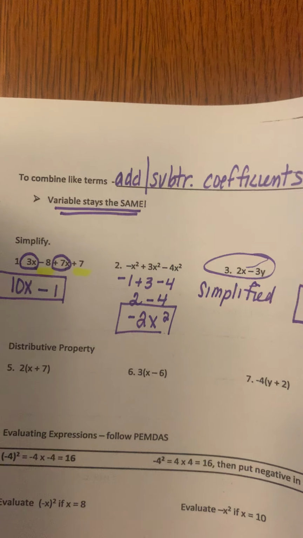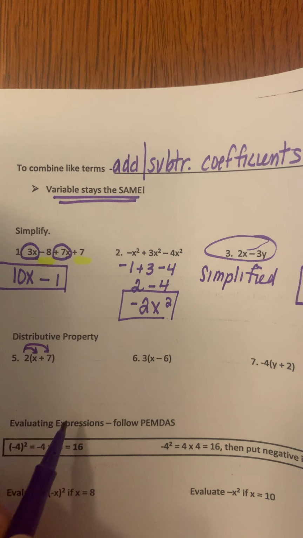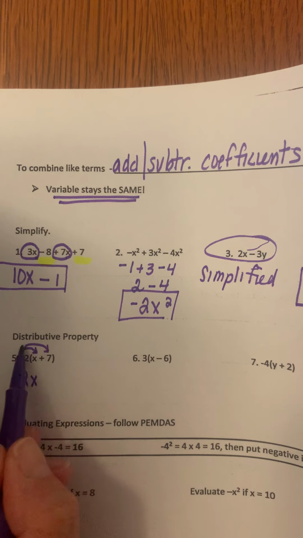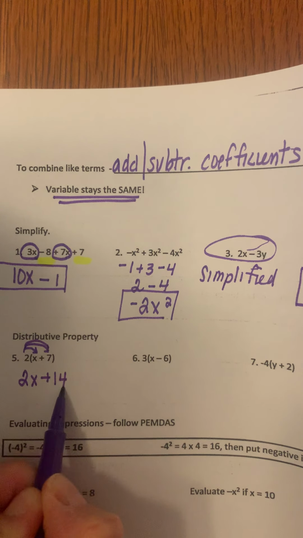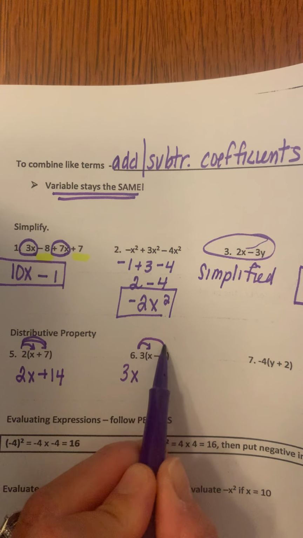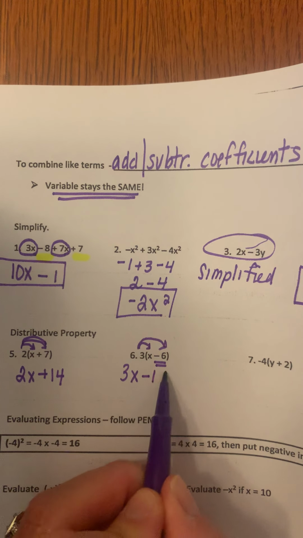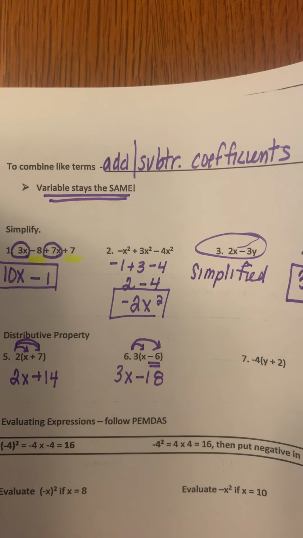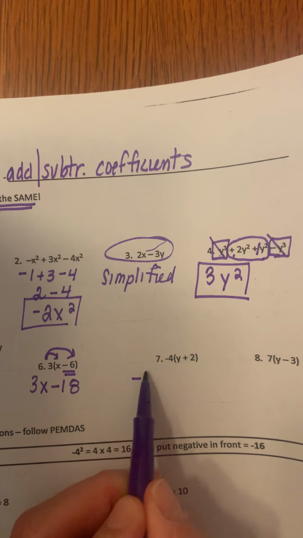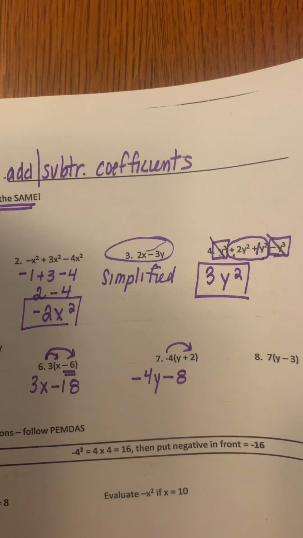The next is distributive property. With distributive property, remember you're taking the number outside and you're multiplying through everything inside the parentheses. 2 times x, 2x, 2 times 7, 14. 3 times x, 3x, 3 times, remember we take this sign in front, negative 6. 3 times negative 6 is negative 18, or 3x minus 18. Same thing here, negative 4 times y is negative 4y. Negative 4 times positive 2 is negative 8.